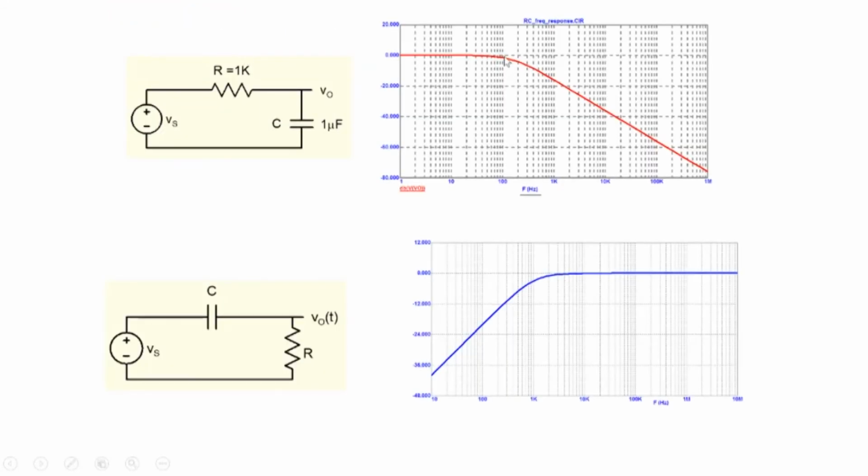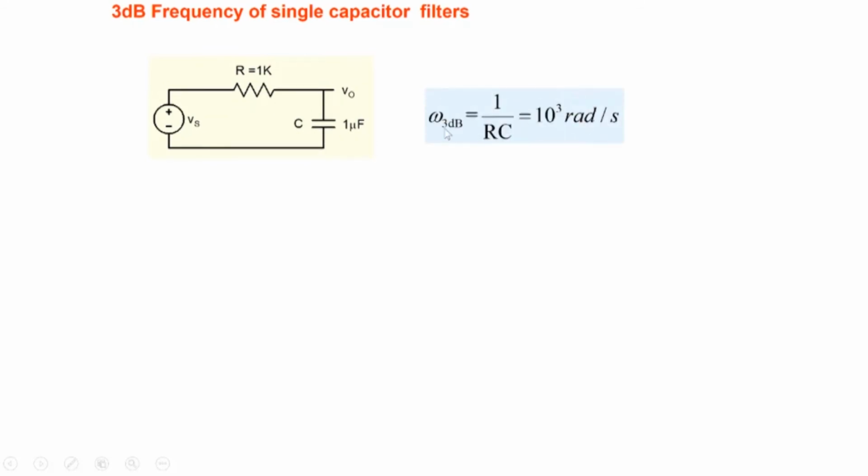Note that the cutoff point is important. It's passing a range of frequencies and then it begins to attenuate, right? So there is a transition point, the corner point or the 3 dB point that we are talking about. So the 3 dB frequency of single capacitor filters, we've calculated this earlier, is simply equal to 1 over 2 pi RC.